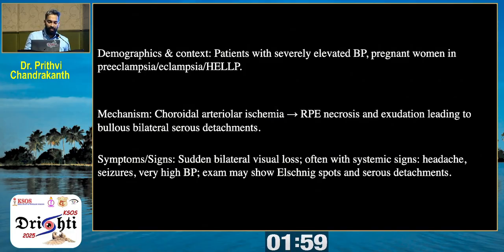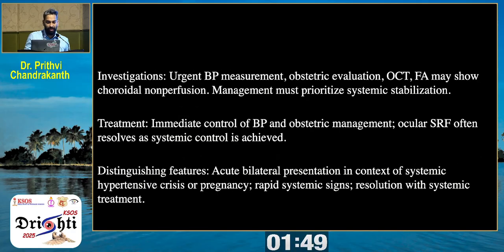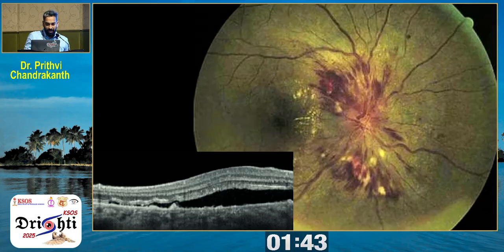And sudden bilateral vision loss occurs, often with systemic signs like headache, seizures, very high BP. Examination shows Elschnig spots and serous detachment. So again, investigation can be done with OCT and fundus photo, and this is the SRF of a patient with highly elevated blood pressure, a hypertensive patient.